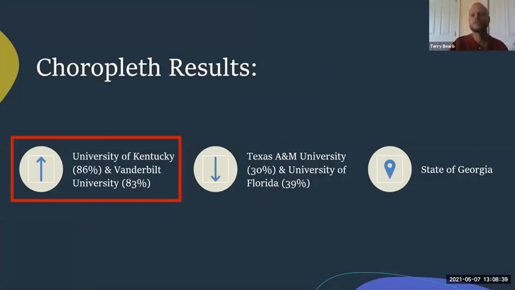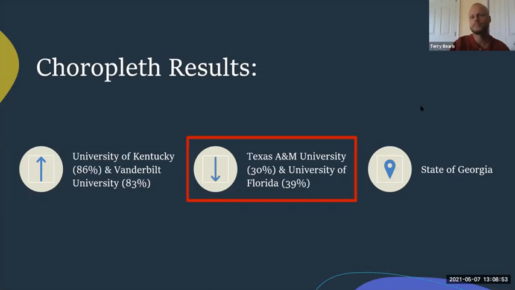Now we're going to show some quick results of each of the different types of maps. First is choropleth. We can see that the University of Kentucky and Vanderbilt University had the overall highest out-of-state recruiting percentages at 86% and 83%. Texas A&M University and the University of Florida had the overall lowest at 30 and 39%.